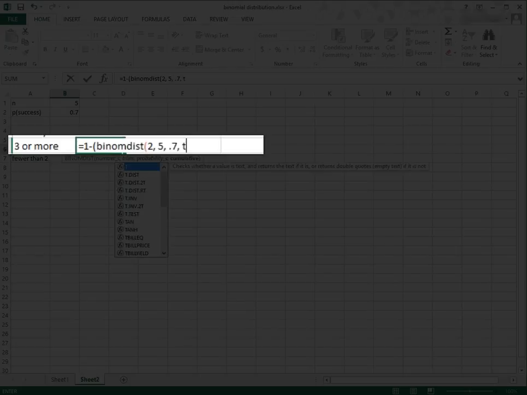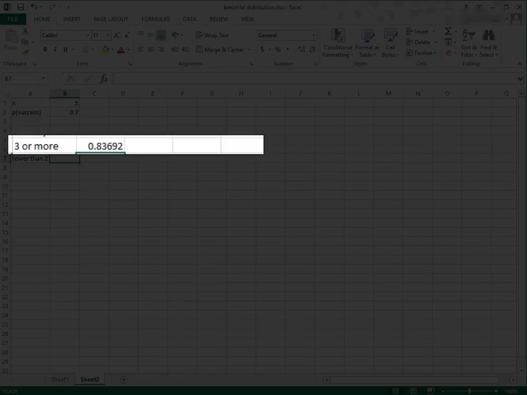So we're going to use the true argument because we want the cumulative probability up to 2, and 1 minus that will give us the probability for 3 or more. We get a probability of 83.7%.